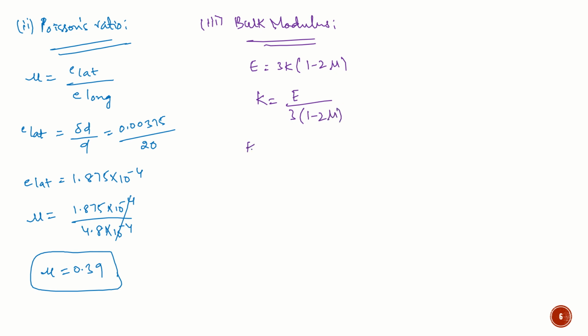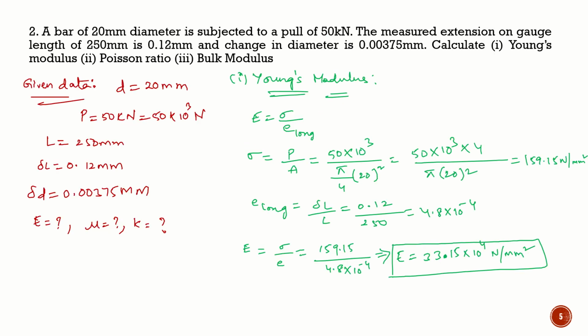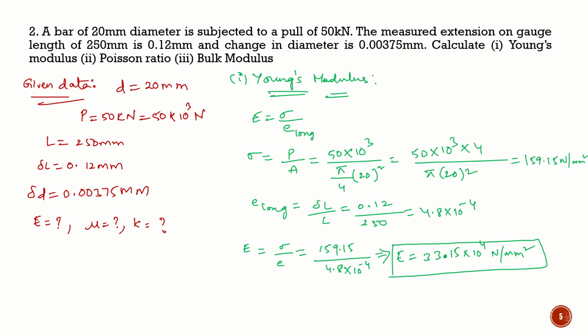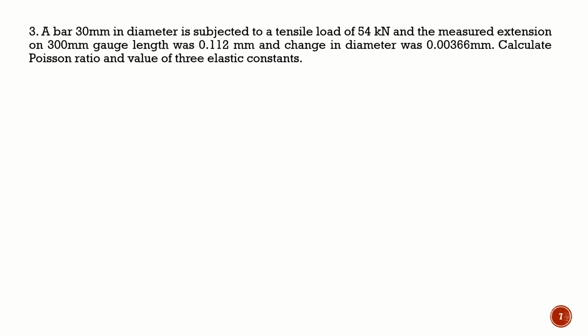We have the value of E and the value of mu. What is the value of E? We got 33.15 into 10 power 4. So 33.15 into 10 power 4 divided by 3 into 1 minus 2 into 0.39. This value comes out to be approximately equal to 50.22 into 10 power 4 Newton per mm square. So this is how you need to calculate the value of K. This is one model of problem where we calculate Young's modulus followed by Poisson's ratio and bulk modulus. Next we will see another model of problem.